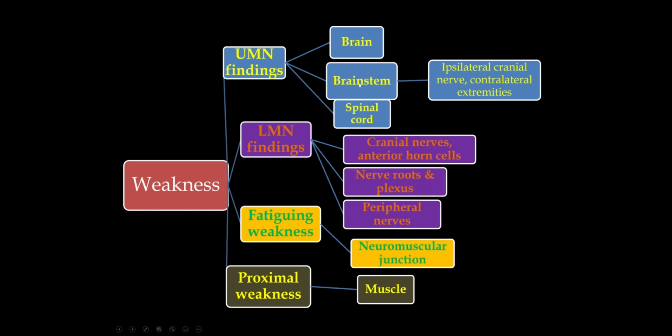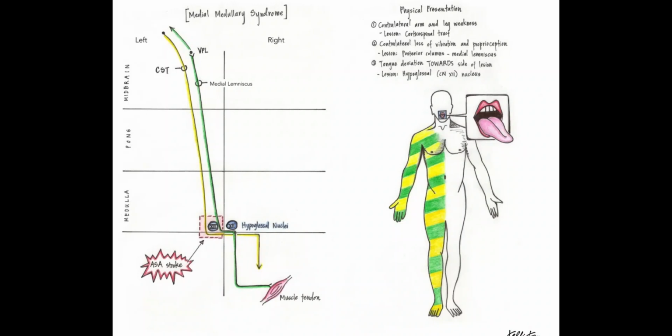Now, if our lesion is brainstem, so again, we're in the upper motor neuron category here. Brainstem lesions have a very classic feature, which is patients have ipsilateral cranial nerve deficits and contralateral deficits in the extremities, or in the arm and leg. And that is the rule of thumb really for all brainstem lesions. And so let's just give one example, which is medial medullary syndrome.